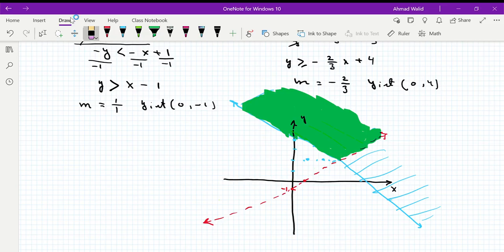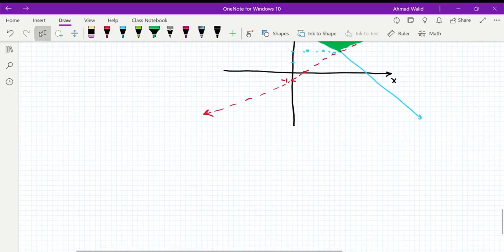Correct? And not this area. Wherever both shadings overlap each other, that's the solution for the system of linear inequality. Correct? Only this part of the lecture was new for you. The rest, you actually learned in part 1 of the video.